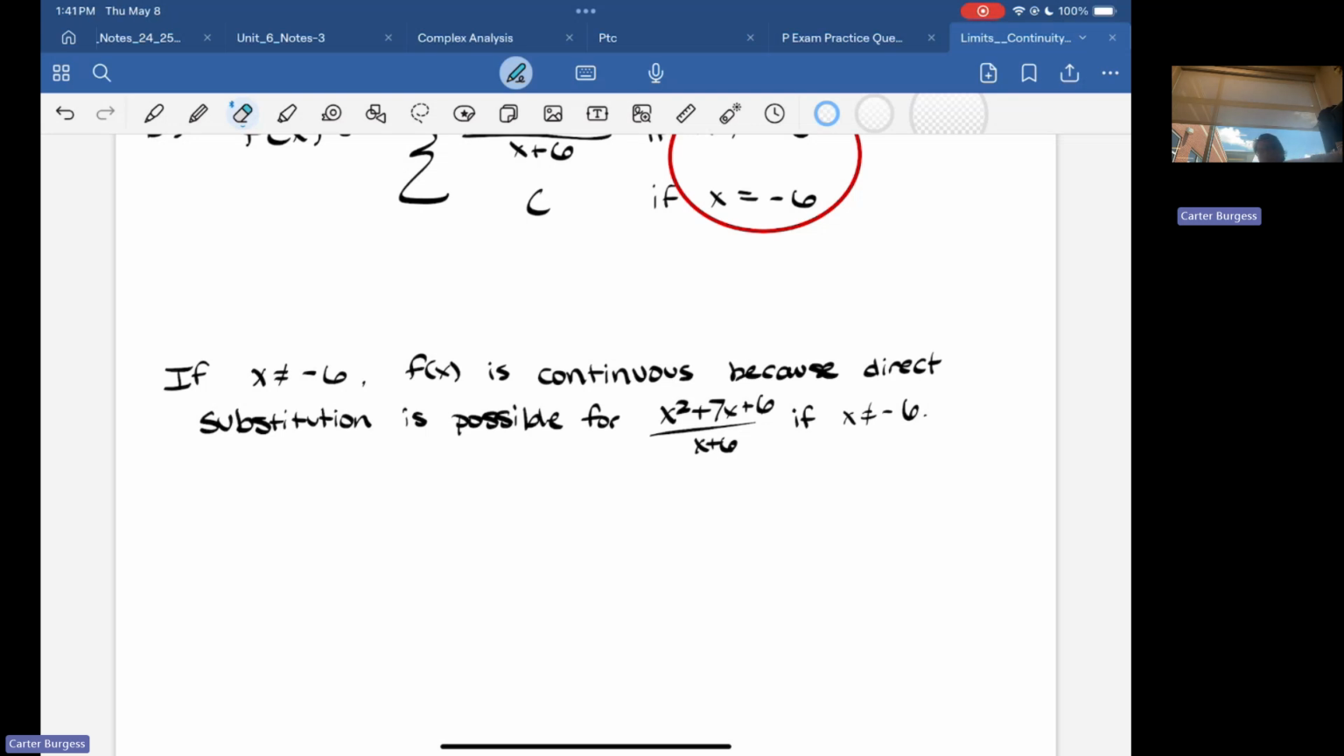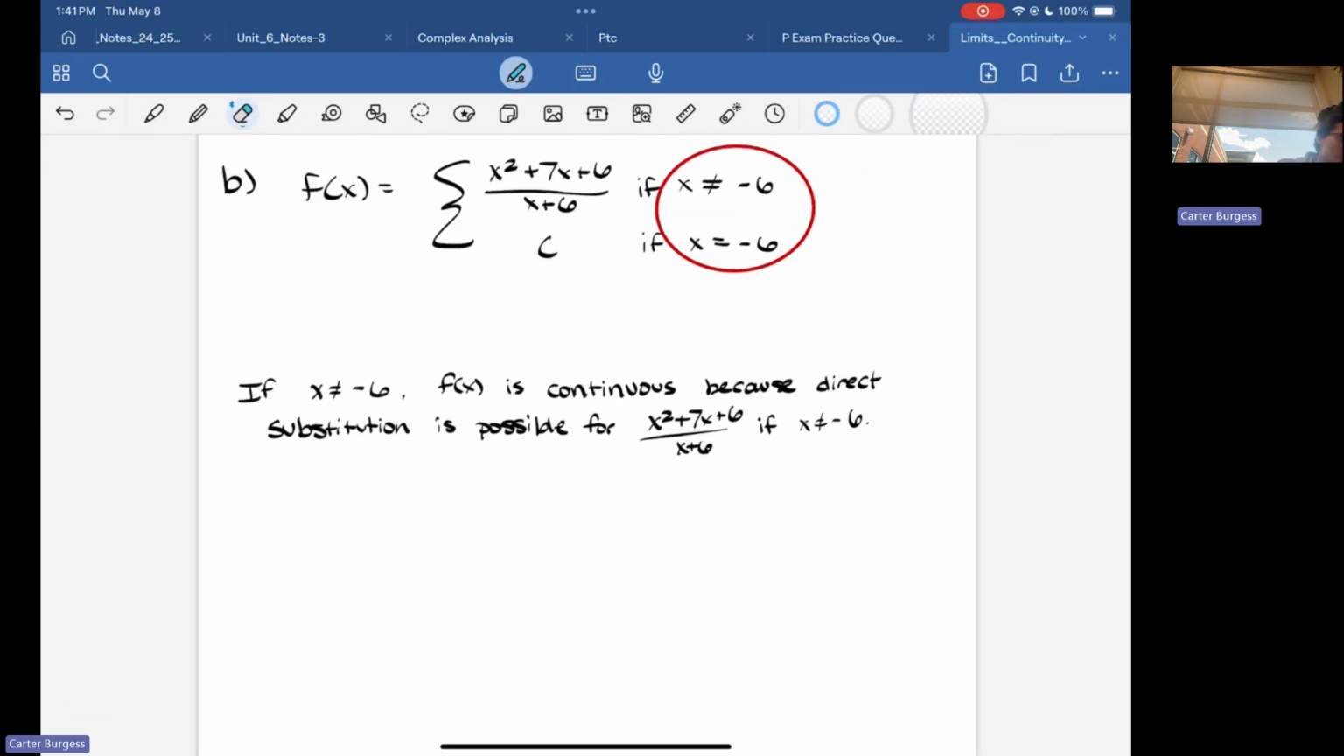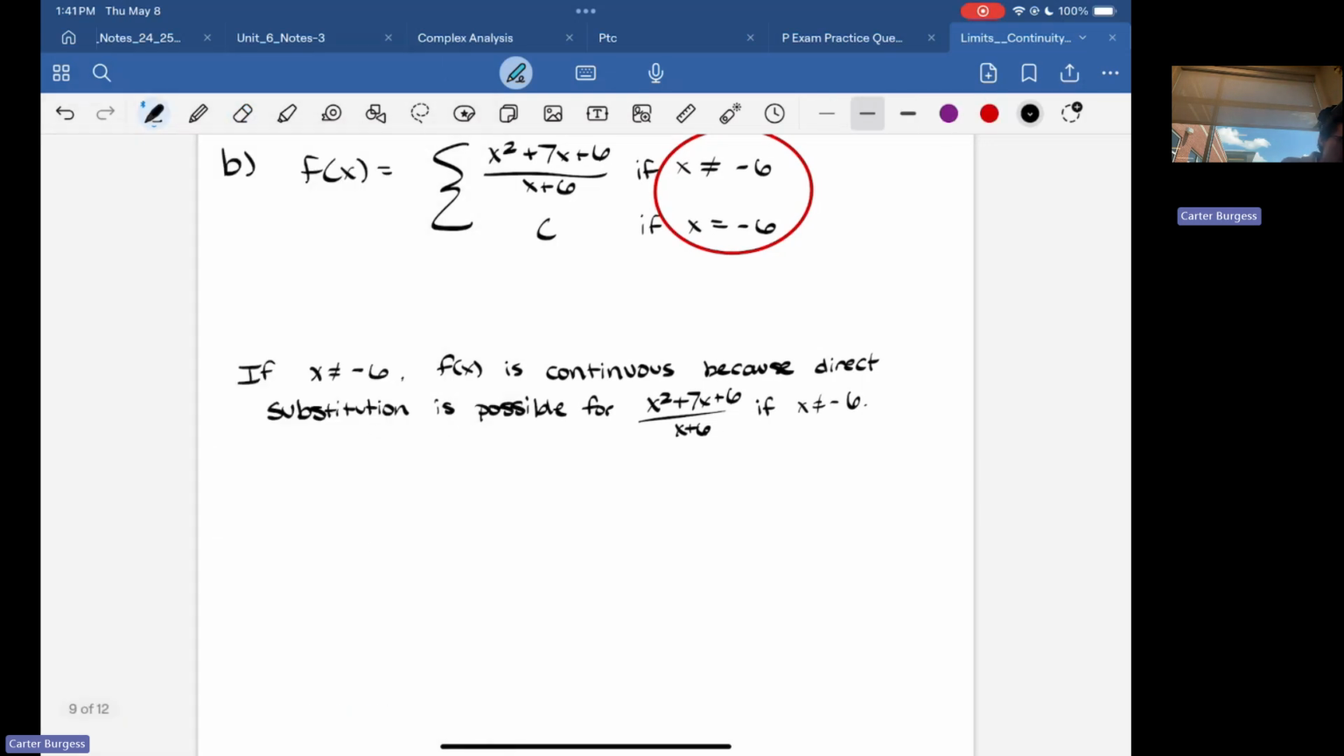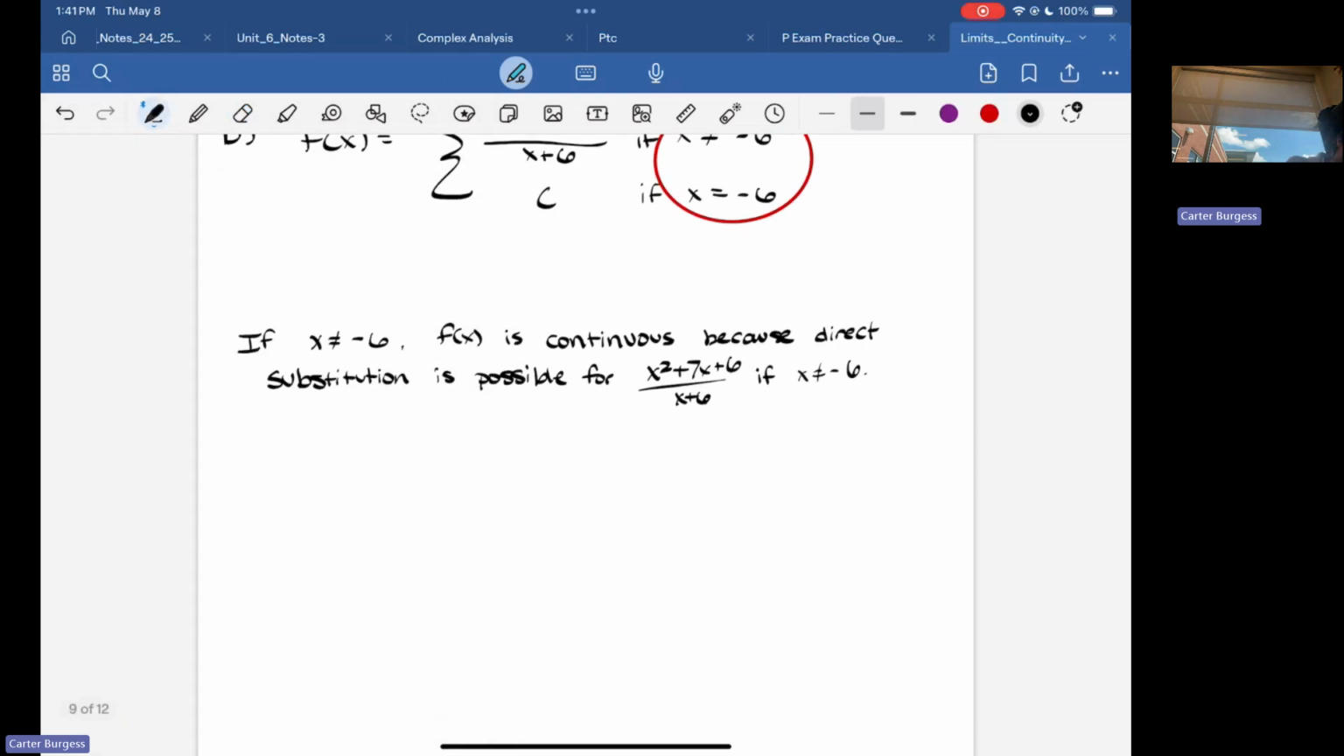We have easy continuity in most places. Now we need to turn our focus to the point we actually care about, which is at negative 6.